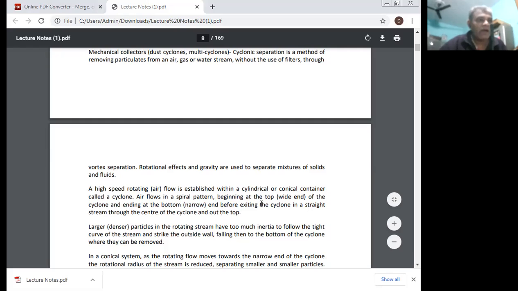Air flows in a spiral pattern, beginning at the top wide end of the cyclone and ending at the bottom narrow end, before exiting the cyclone in a straight stream through the center of the cyclone and out of the top. Larger, denser particles in the rotating stream have too much inertia to follow the tight curve of the stream and strike the outside wall, falling to the bottom of the cyclone where they can be removed.